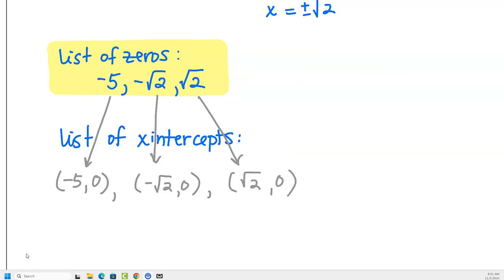Now, usually if we're finding the x-intercepts, we're actually trying to graph. So you wouldn't leave the radicals, you would give me decimal approximations because you're going to actually put those physically on the graph. You would use a calculator to come up with those.